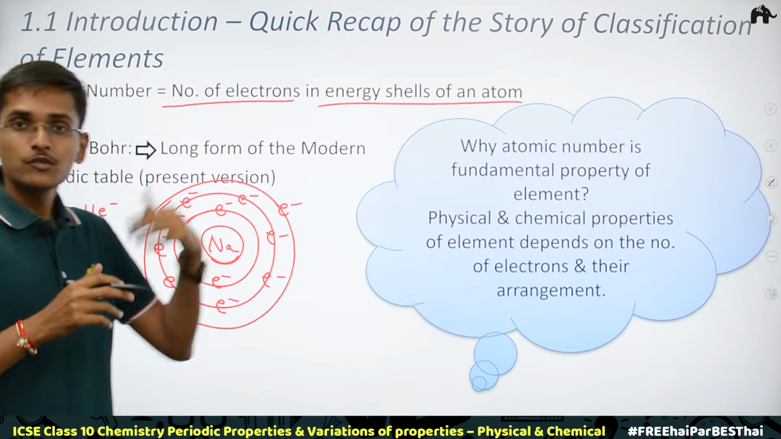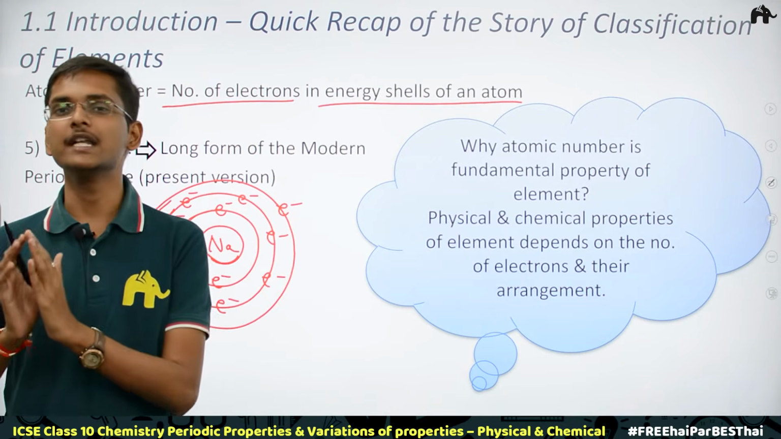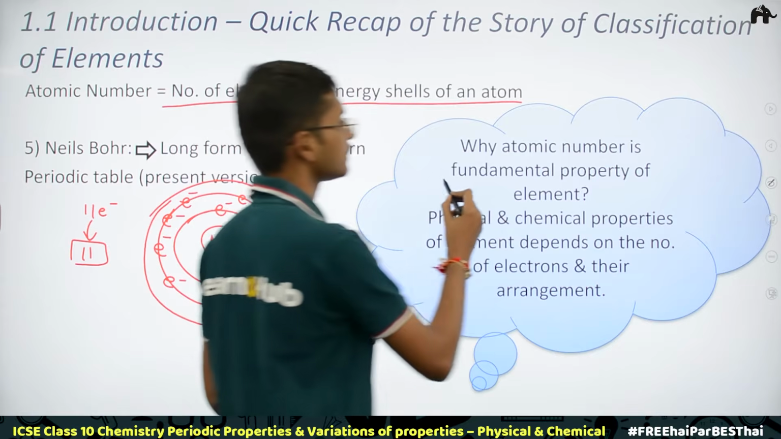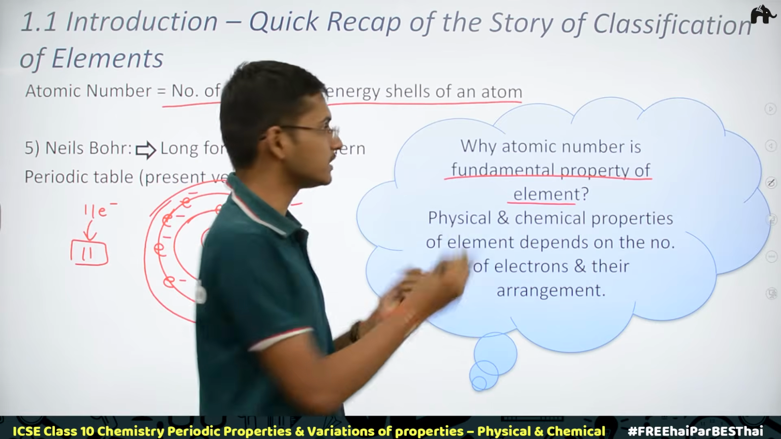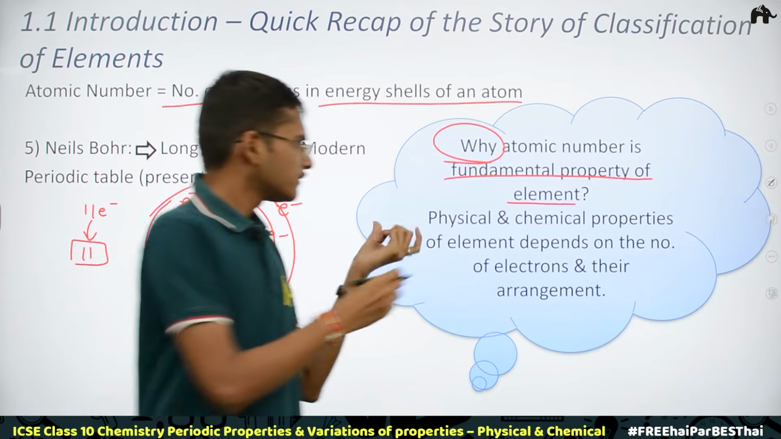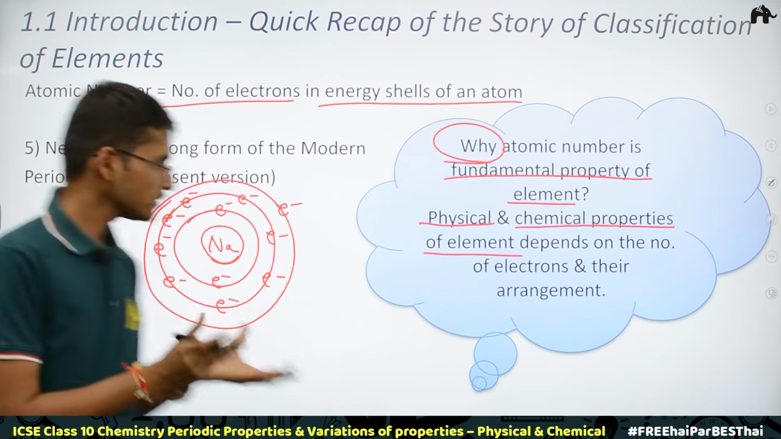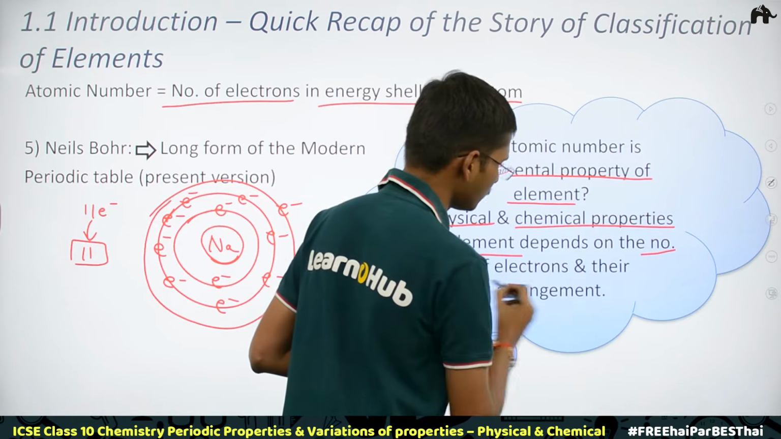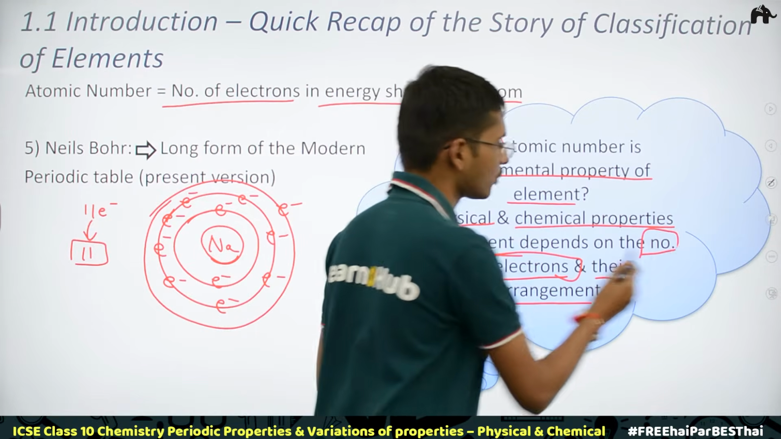Now let's move to our question. What made Moseley push out the atomic weight term and bring in the atomic number term? He realized that atomic number is the fundamental property of the element. Now the question again arises: why on earth is atomic number the fundamental property of the element? Because the physical and chemical properties of the elements depend upon the number of electrons and how they are arranged. Simply, now you could correlate this number of electrons term with atomic number, correct?